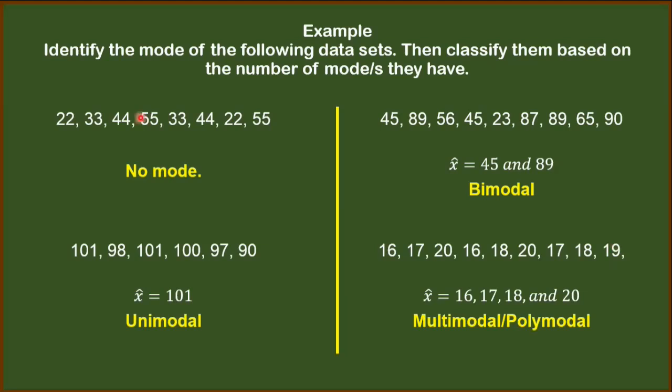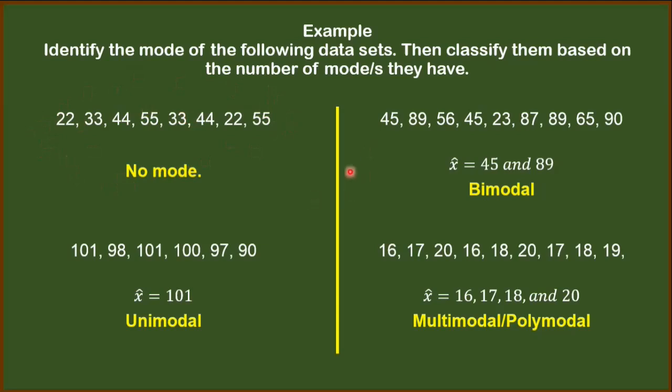So the difference between the first example and the fourth example is that for the fourth example, we have this 19 that sets 16, 17, 18, and 20 apart because these four numbers occur twice, making them the most frequently occurring data. Unlike in our first example, we don't have any data that occurs only once, making all the data occur in equal frequencies. That's why for this first example, we do not have any mode.